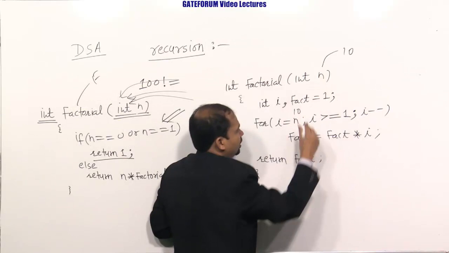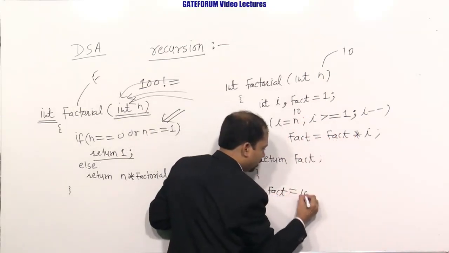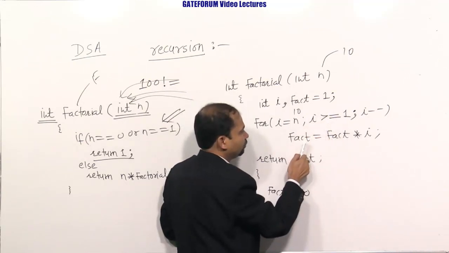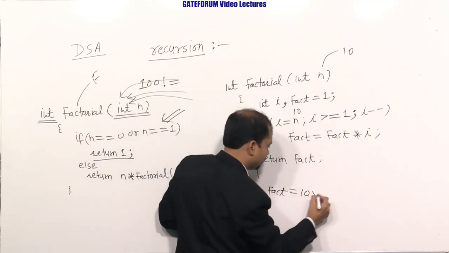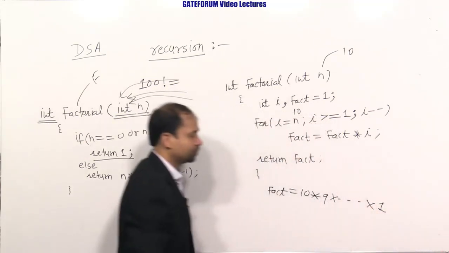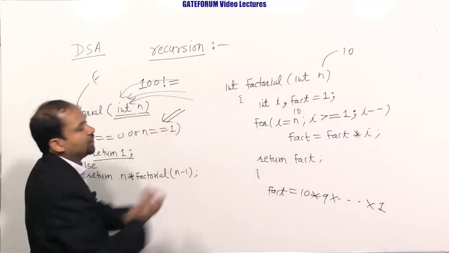So i is 10 and fact equals fact into 10. The first time fact will be 10. Now i is greater than or equal to 1, the condition is still true, so fact equals fact into i, and i becomes 9. Similarly it will continue till we reach 1. So you will get the answer here, and you are also going to get the answer here.